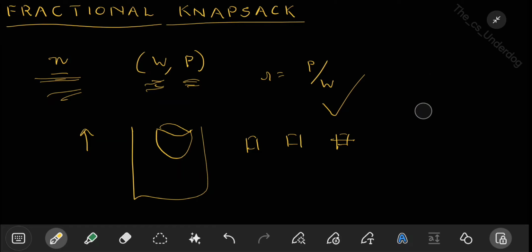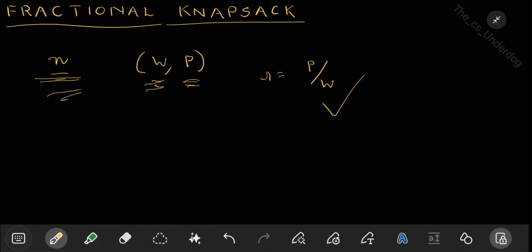So what are the total steps that we have to take here? The first step is you have to calculate the profit by weight ratio. So let us say you calculated the profit by weight ratio for each of the items. At this point, you know for each item what the profit per unit weight is.